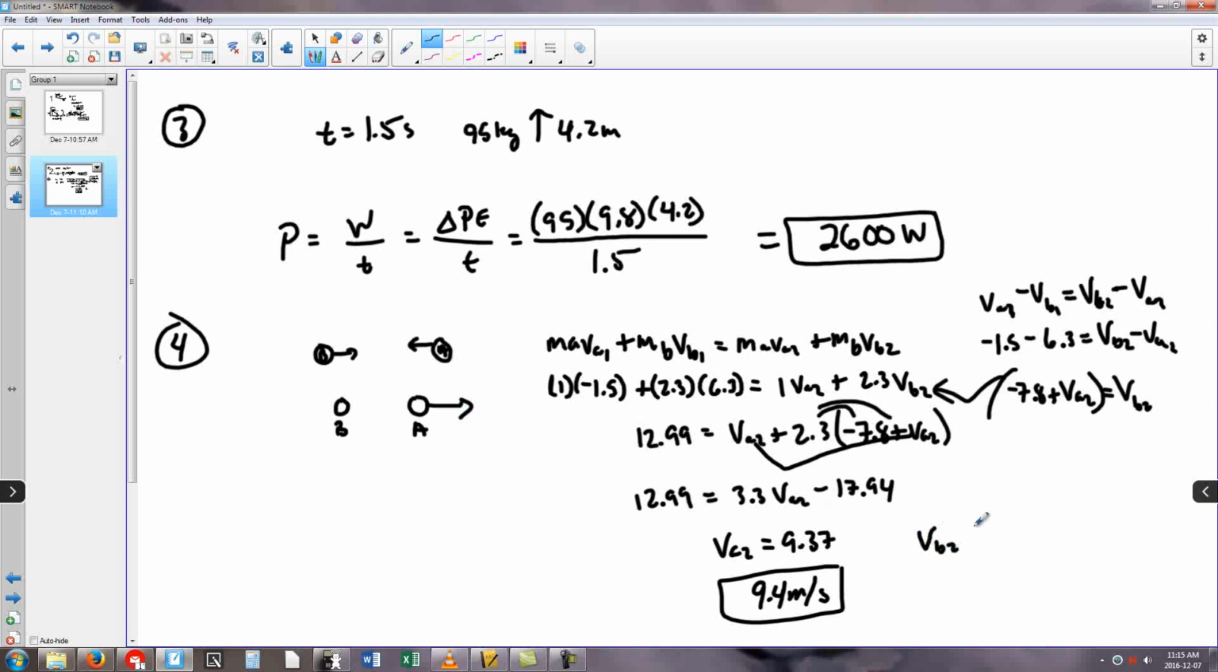To find VB2, I just need to take the 9.37 and stick it in here for VA2. In this case, VB2 comes out to roughly 1.57, or what we're going to round to 1.6 meters per second. And so ball B also ends up going to the right. Ball B had so much more momentum that it was able to redirect A and keep going to the right. Just got to follow the math on those.